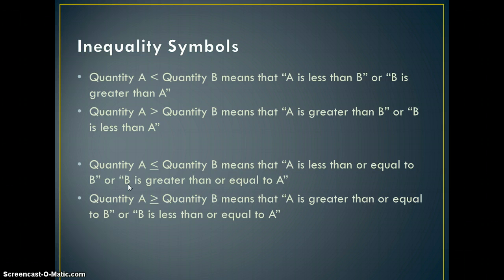Some inequality symbols, basic things. The point goes to the lesser number. So right here, the point goes to A, so that means A is less than B, or it could also be read as B is greater than A. Here the point goes towards B, that means A is greater than B, or B is less than A. We can go either direction, but know that the point goes to the lesser value. The open end goes to the greater. Try not to make that unnecessary mistake just based on not knowing the symbols.